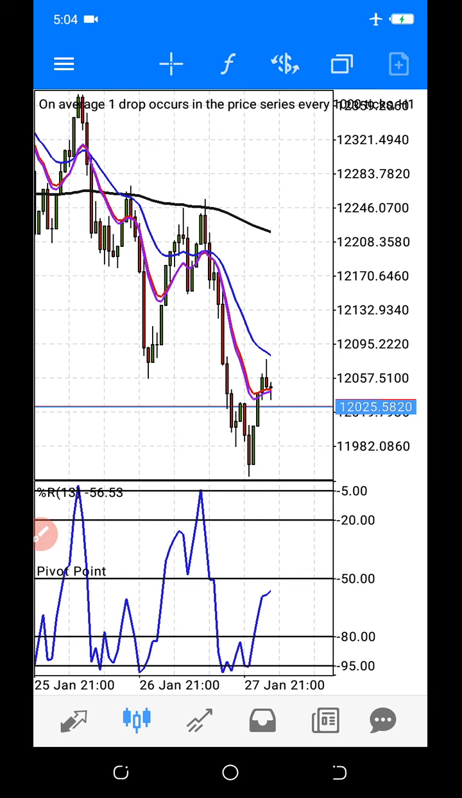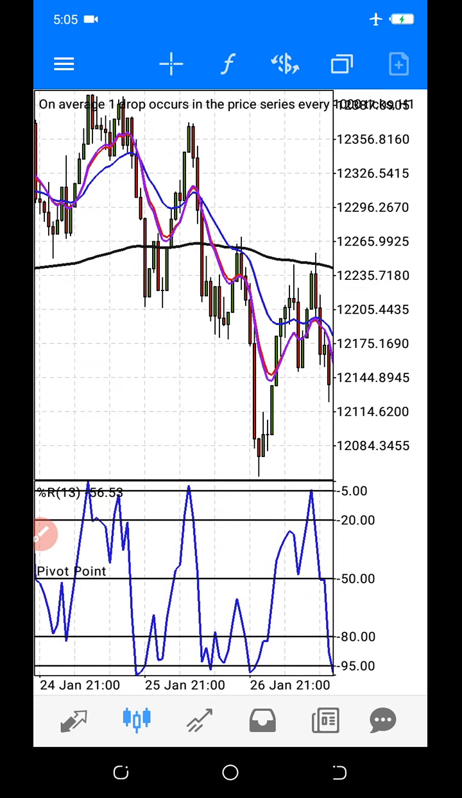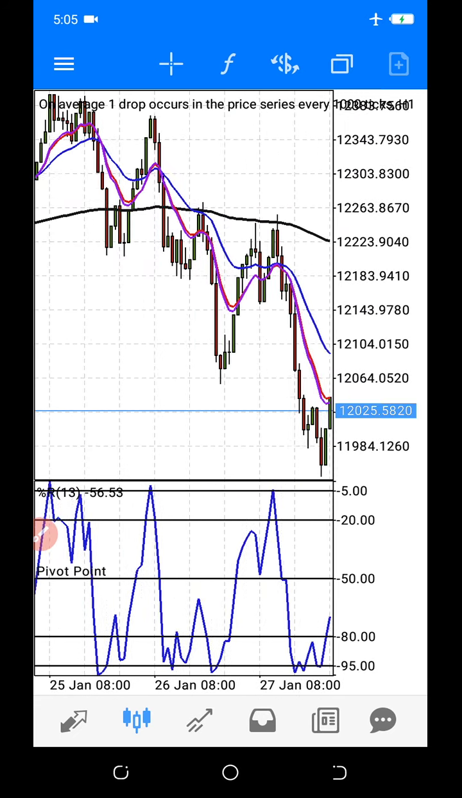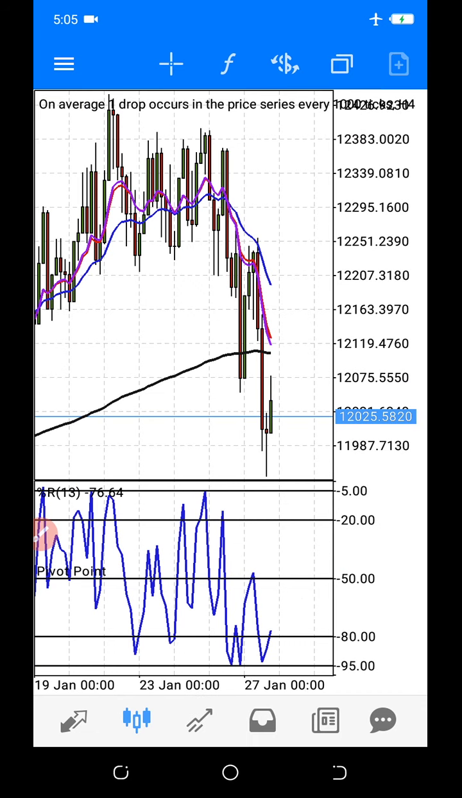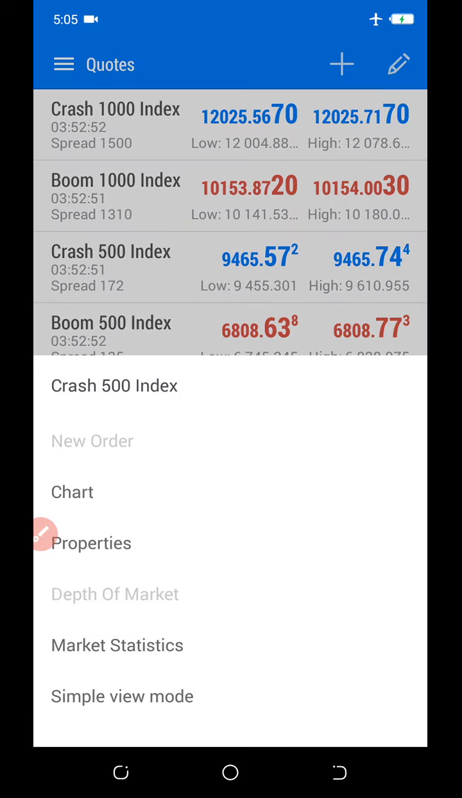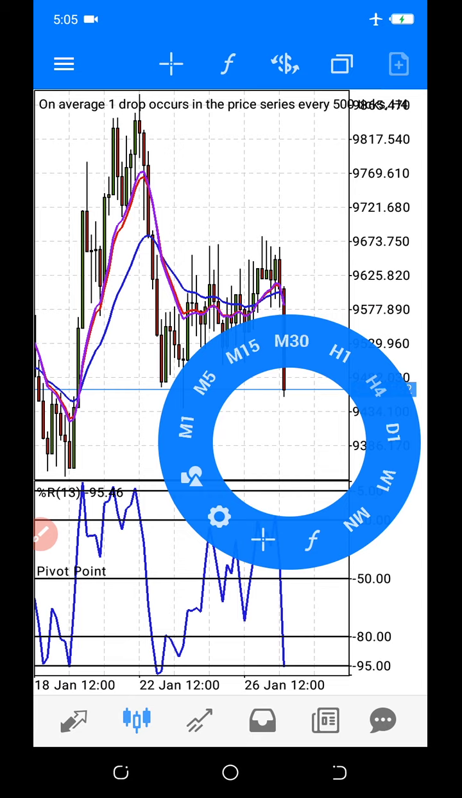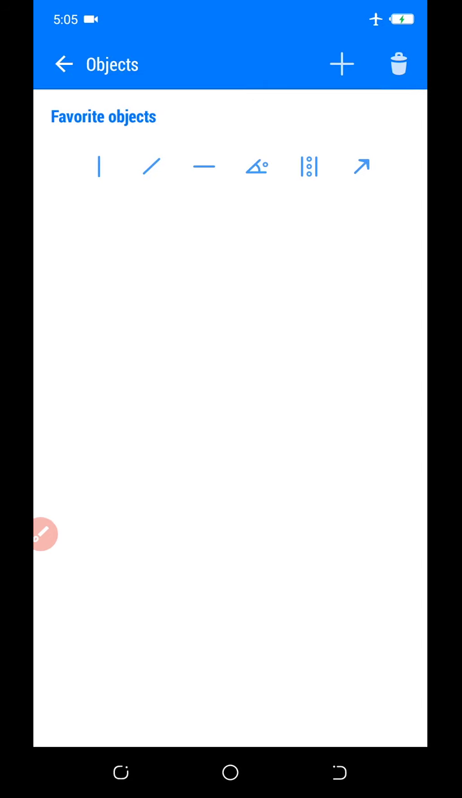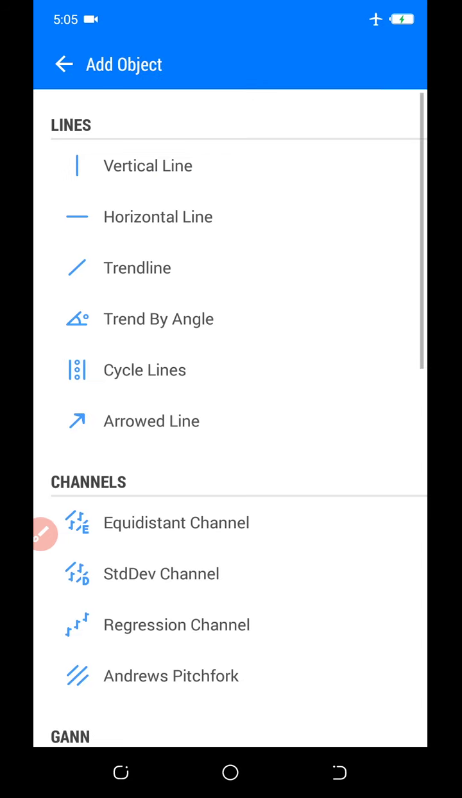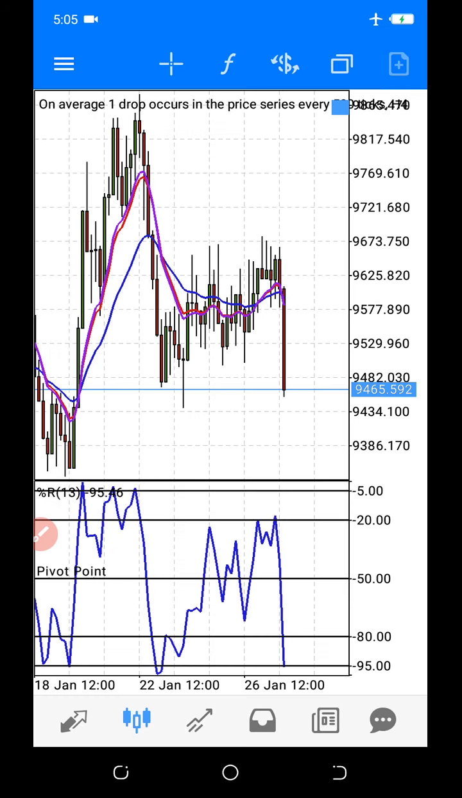But be that as it may, we try to spot resistance and support, or where we have price rejections. I like to use Crash 500 and see if that will help us. So this is Crash 500, and I think this is H4. So let's try to draw support and resistance. I've seen a clear area here.